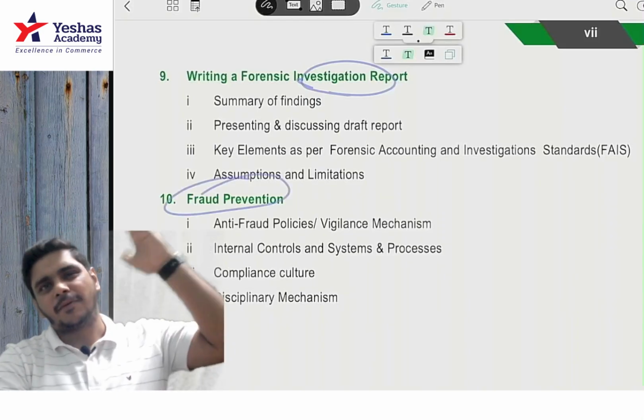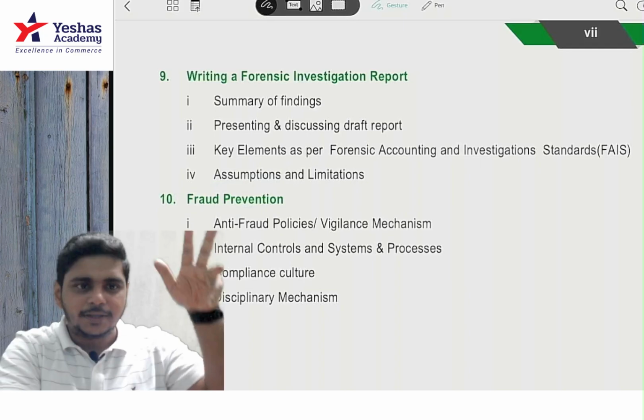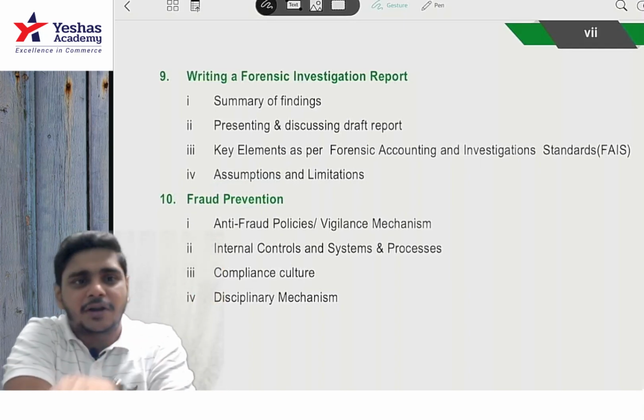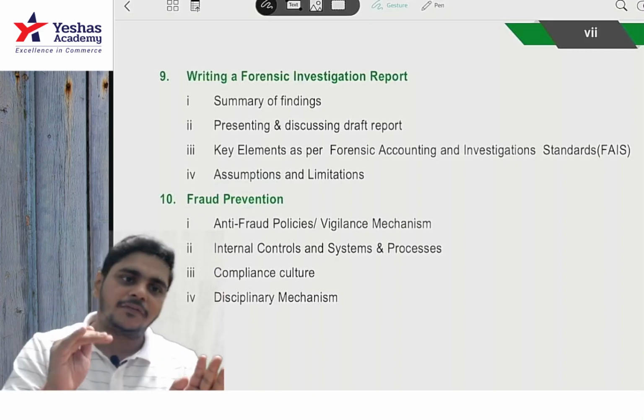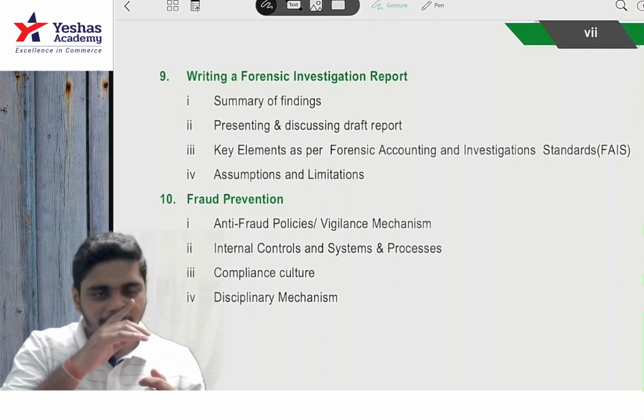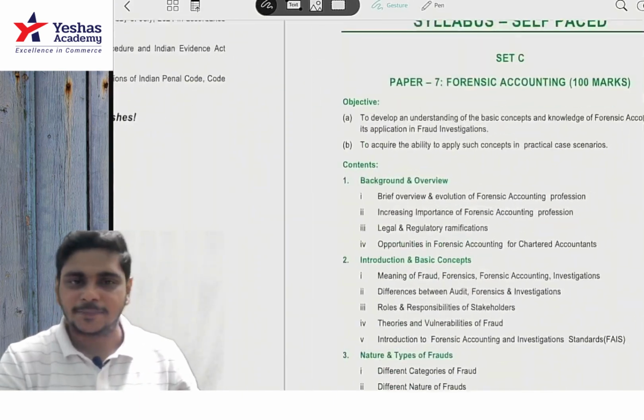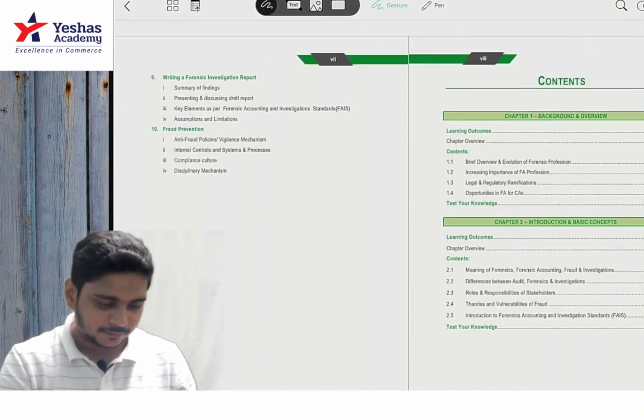Always remember, you can't reduce fraud to 0. Guys, you can never make fraud 0. However, you can reduce it to an acceptable level. So this is basically your syllabus.